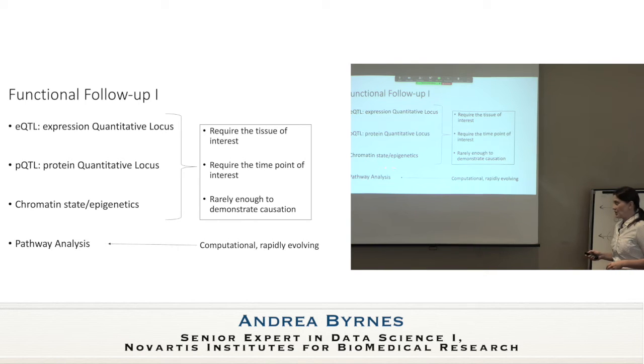Then chromatin state and epigenetics and pathway analysis. This is computational, rapidly evolving, and super dependent on known annotations and how that data is arranged. So these almost always require the tissue of interest. So if you're interested in something going on in the brain, you may or may not get the answers that you're looking for if you start doing measurements in blood. They require the time point of interest. So if you're interested in something that happens in early adolescence, patients in their mid-30s might not give you the answer you're looking for. And they are rarely enough to demonstrate causation by themselves, but taken together, you can start telling this story.